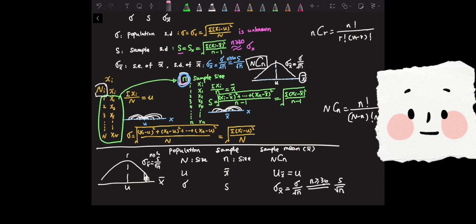If sigma is unknown, we can use s to approximate sigma, but only when n is large enough. But what if sigma is unknown and n is less than 30, a small sample? That's why we need the t statistic or t distribution. Hope you find this helpful. The next video is about the t distribution and t statistics.